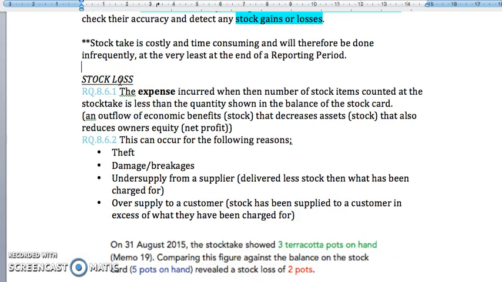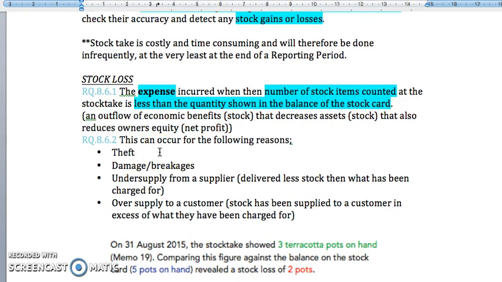Okay, so if we're talking about stock loss, it is an expense. Please remember that stock loss needs to be recorded as an expense. It is incurred when the number of stock items counted is less than the quantity shown on the balance of the stock card. It's an outflow of economic benefits, stock that's decreasing assets, the asset being stock, and also reduces owner's equity. So this is why it is an expense. Stock is lower than we thought it was going to be, so therefore we need to decrease that stock.